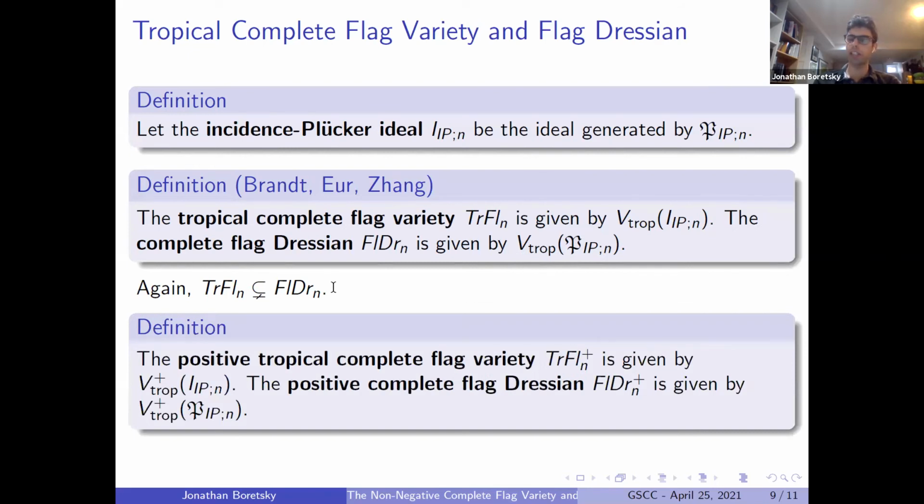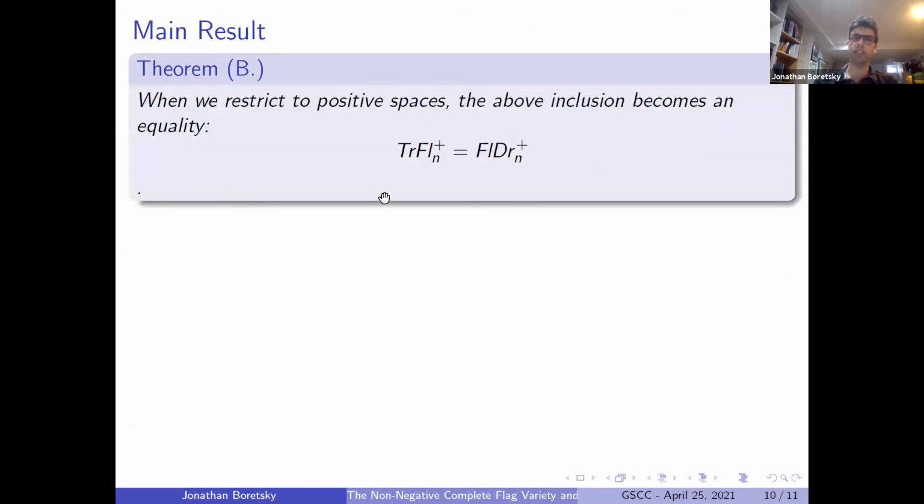But we can define the analogous positive version. So the positive tropical complete flag variety is going to be the positive tropicalization of the entire ideal. And the positive complete flag Dressian is going to be the positive tropicalization of the relations that generate this ideal. And if we do that, well, then we actually do find equality, just like in the case of the tropical Grassmannian, which is something I showed in a paper I'm working on.